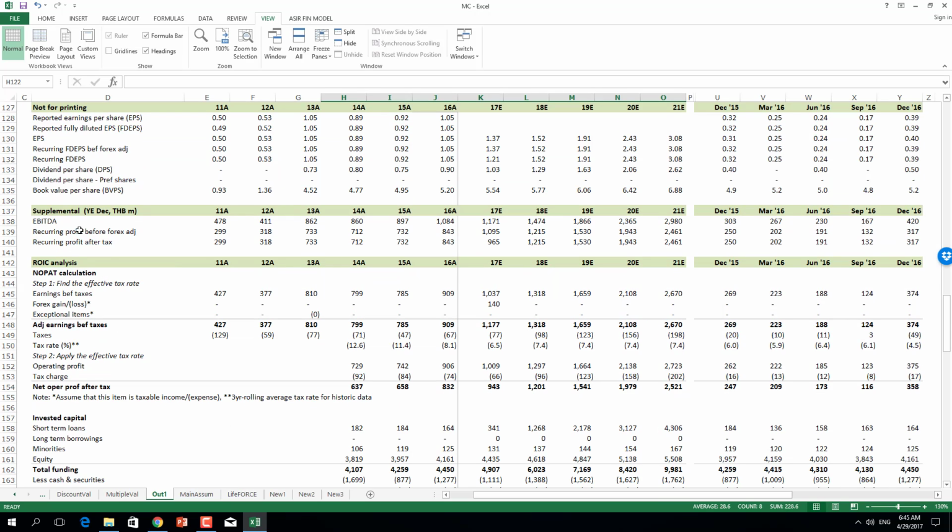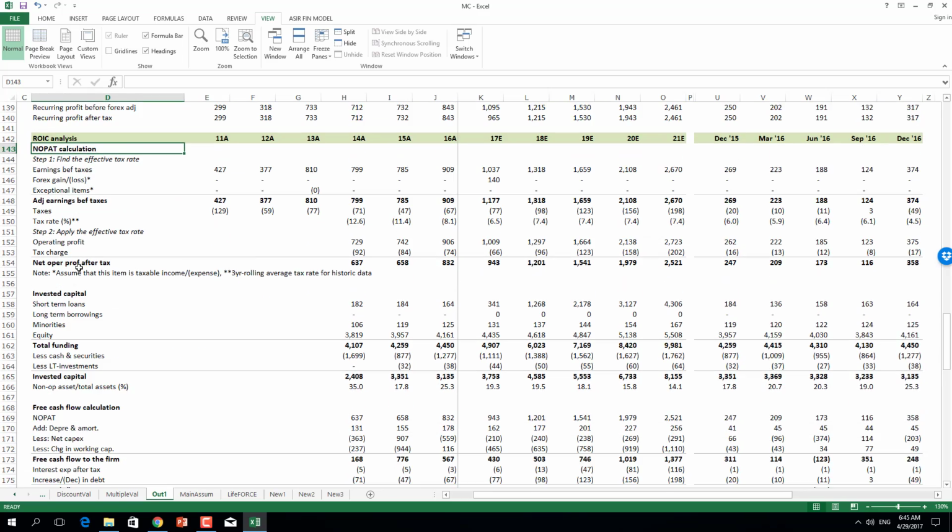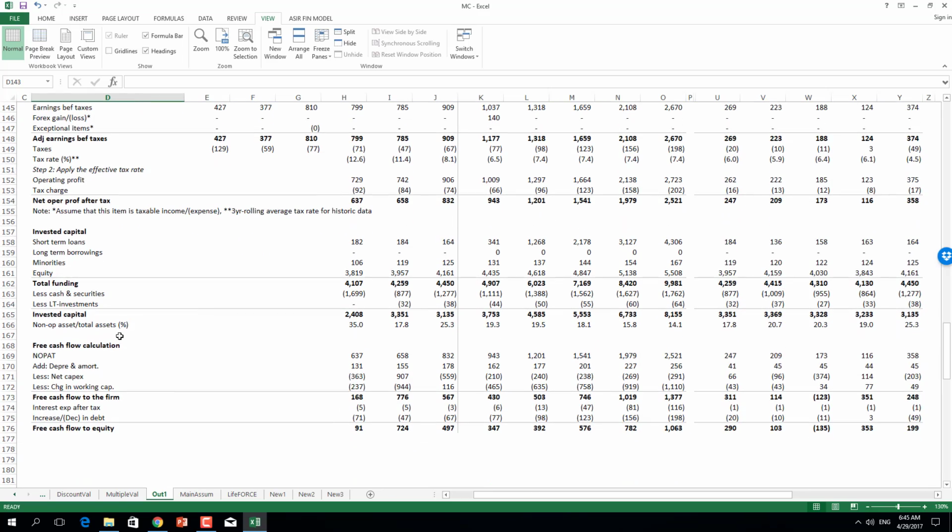And then I can do a return on invested capital analysis where I look at the NOPAT, net operating profit after tax. I make other adjustments. I look at the invested capital. And then from that, I can try to calculate what I think, for instance, the non-operating assets as a percent of total assets are. And I can get a picture of what's happening with invested capital. And then I can look at free cash flow to the firm and free cash flow to equity.